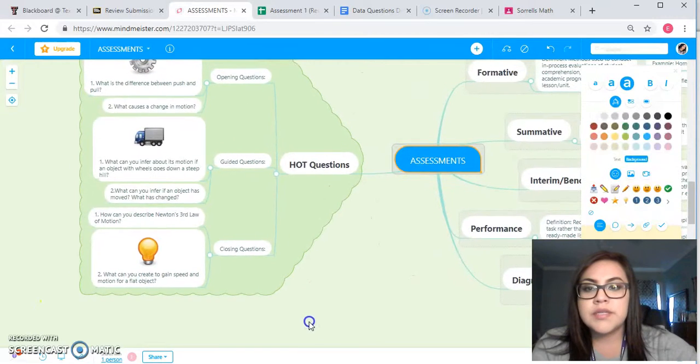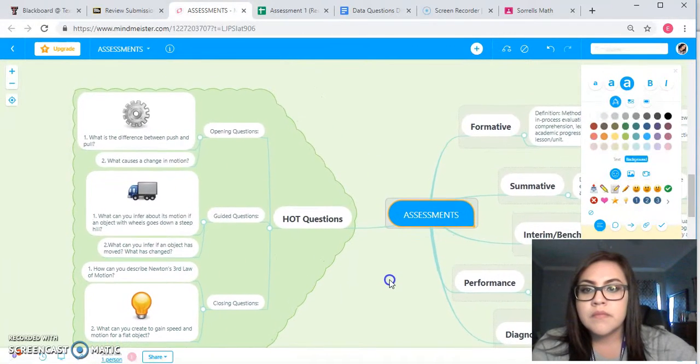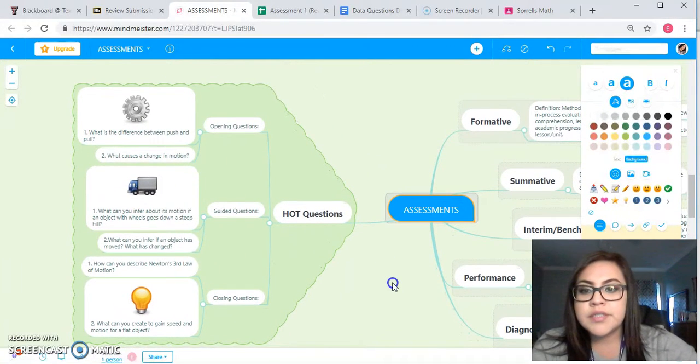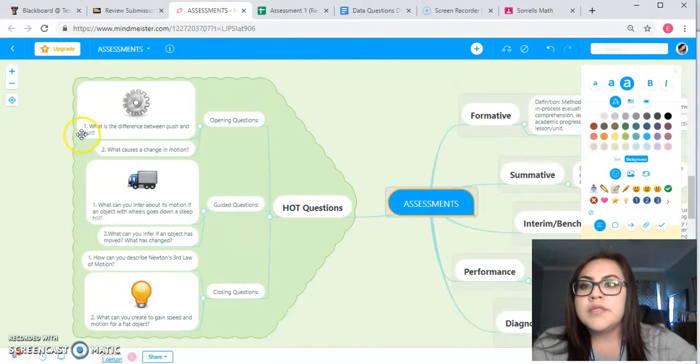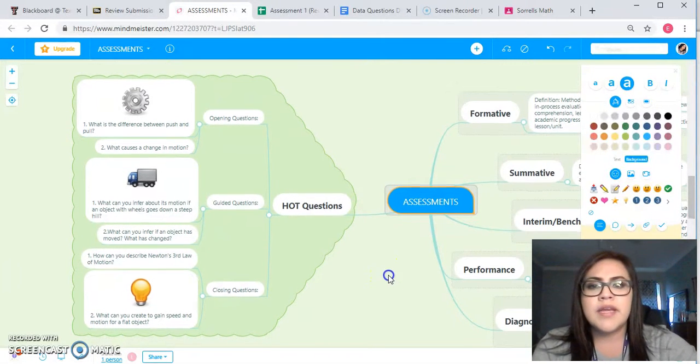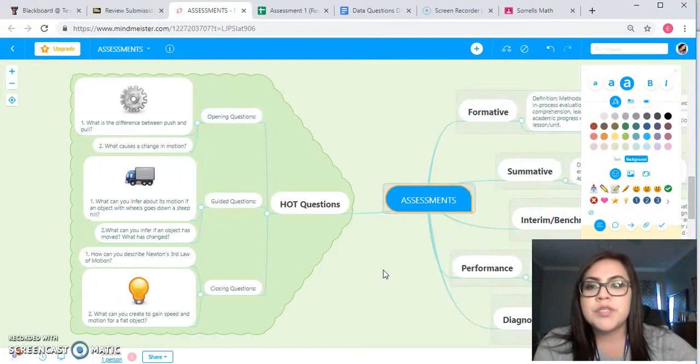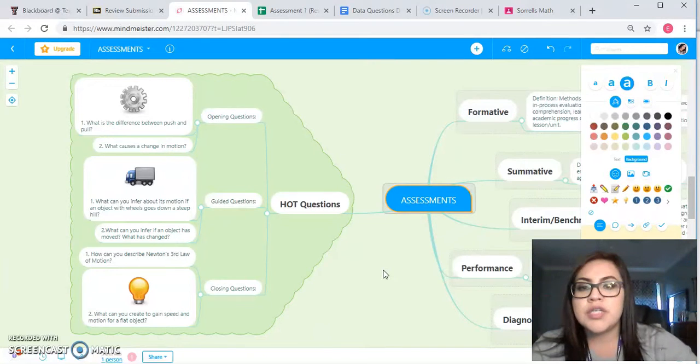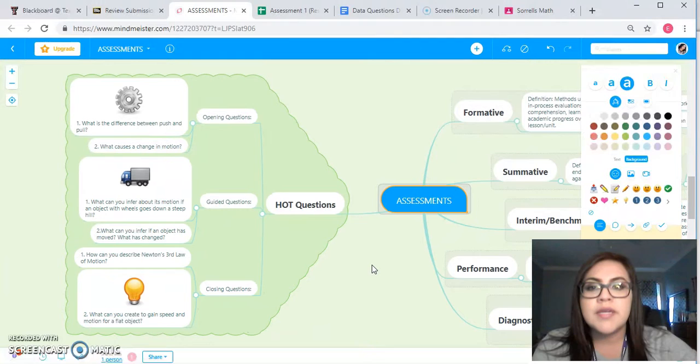The HOT questions that we were to provide: opening questions, guided questions, and closing questions. One of my opening questions is, what is the difference between push and pull? That way they can kind of get thinking, okay, what does push mean? What does pull mean? Number two, what causes a change in motion? So that, again, it just gets them thinking and ready to continue.